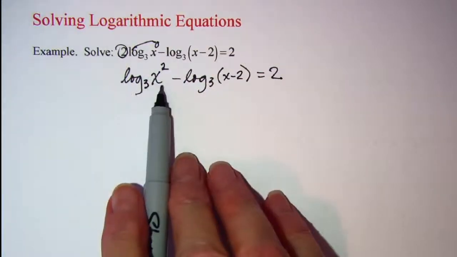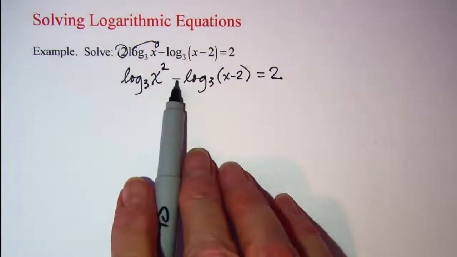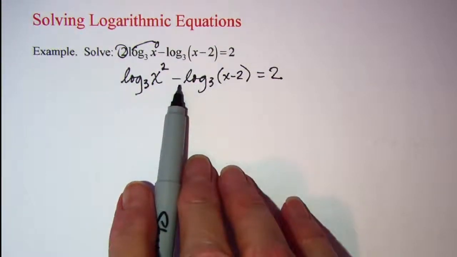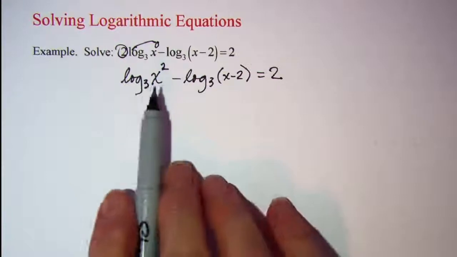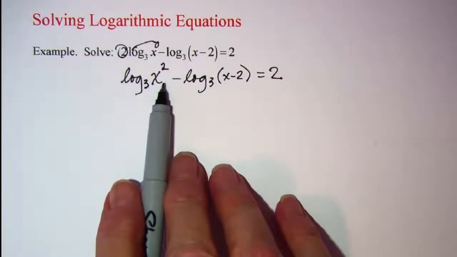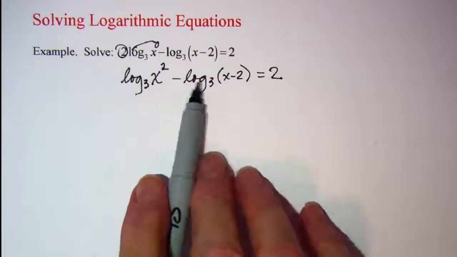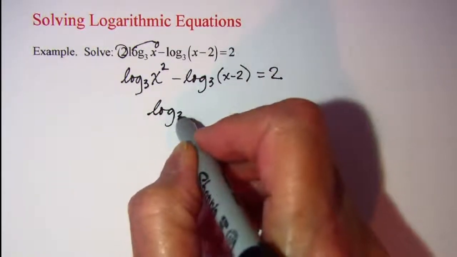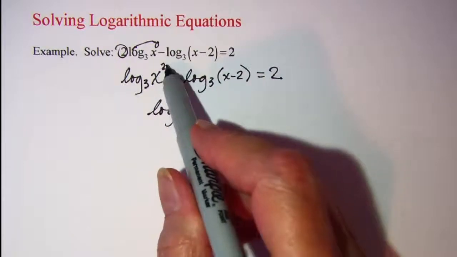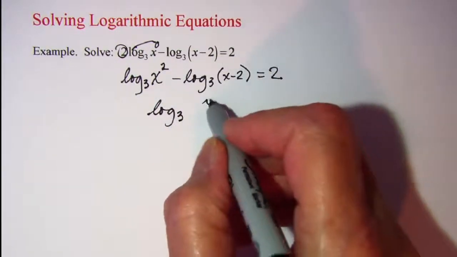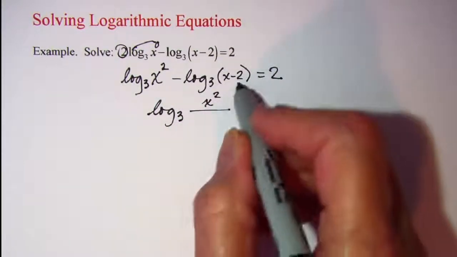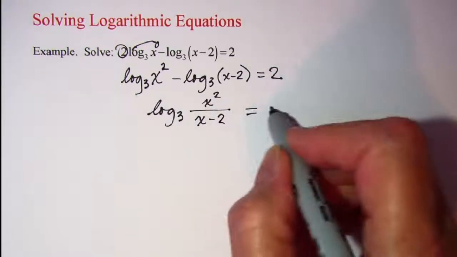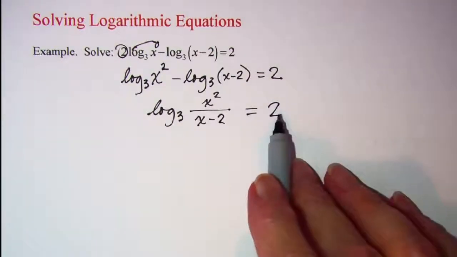Alright, then whenever we have the difference of logs, we know that that's the same as saying the single logarithm of the quotient. So we can write this as a single logarithm with the base of 3 of x squared divided by x minus 2. And that's equal to 2 on the right side.